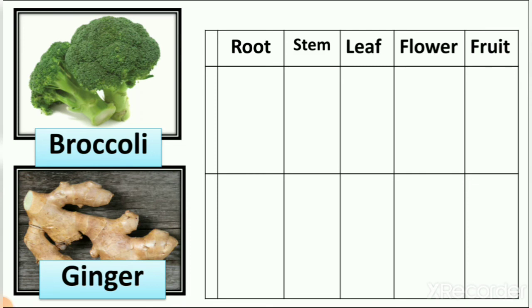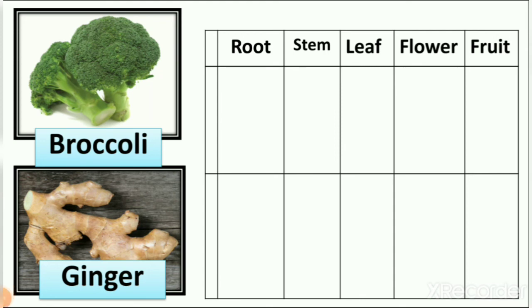We make a paste of ginger and add it in our food for taste, right? So ginger adds taste in our food. Now let's see, first is broccoli. So is broccoli the root? You can see here broccoli. It looks like root.